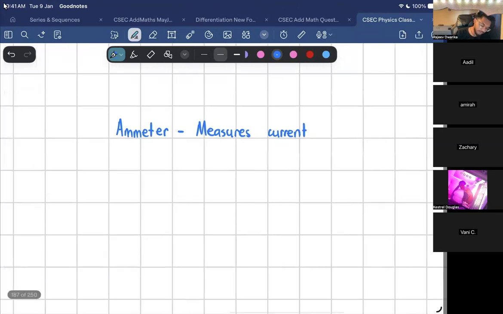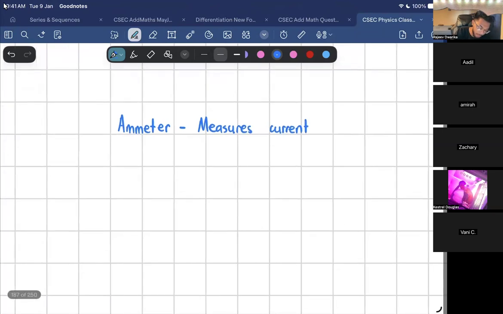Measures current. Now, an ammeter looks like this. Not an egg, I want a circle. Now, there are some rules when using an ammeter. If you want to measure current, wait, guys, do you know about series and parallel connections?